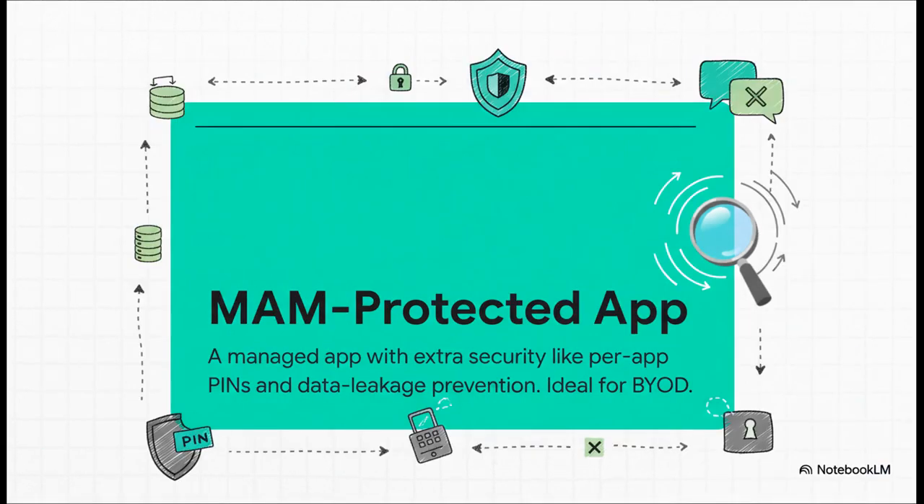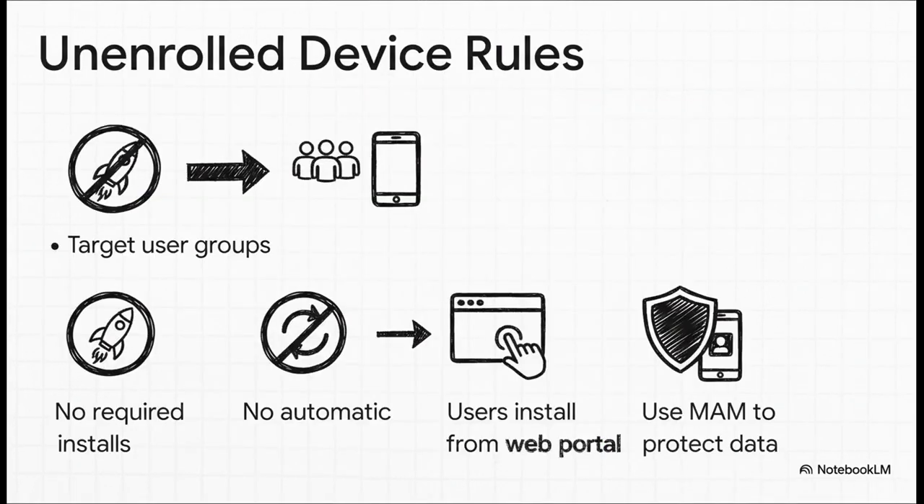And this is a real secret to solving that whole BYOD problem, a MAM-protected app. It uses something called Mobile Application Management Policies to add security layers directly to the app itself. This lets you do things like require a PIN just to open that one app, or block users from copying company data out of Outlook and into their personal Gmail. It basically creates a secure bubble for your data, even on a personal device. It's a game changer.